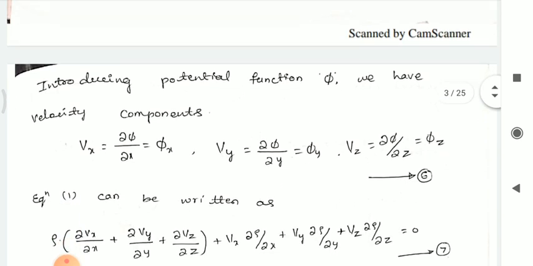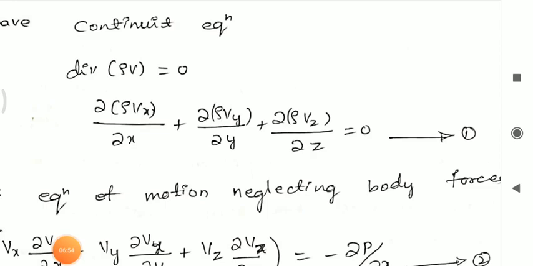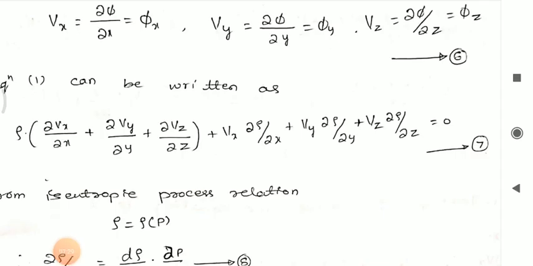And what was equation 1? This was our equation 1: dou by dou x of rho Vx plus dou by dou y of rho Vy plus dou by dou z of rho Vz equals 0. Now we will differentiate this equation twice: once we keep rho as constant and differentiate the velocities with respect to x, and next we keep velocities as constant and differentiate the rho term. Fine. Then if we do these 2 types of differentiation of this particular equation, we end up with this equation: rho into differentiation of velocities plus velocity into differentiation of rho.